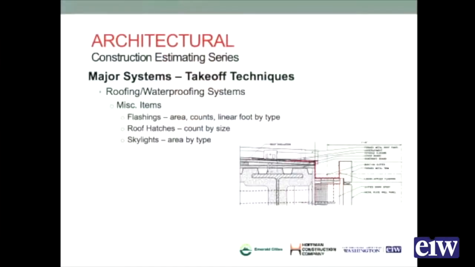It could be gutters and downspouts. Look at those as lineal footages. But then the other items beyond flashings are roof hatches. You'll take those off each by size. Same with skylights. You look at that area of skylight and figure out what type of skylight you have. Is it a fiberglass skylight? Is it a glass skylight? Is it an off-the-shelf domed skylight, or is it a custom skylight? Those are things you really need to look at when you take off your area, so you can price the scope of the work properly.